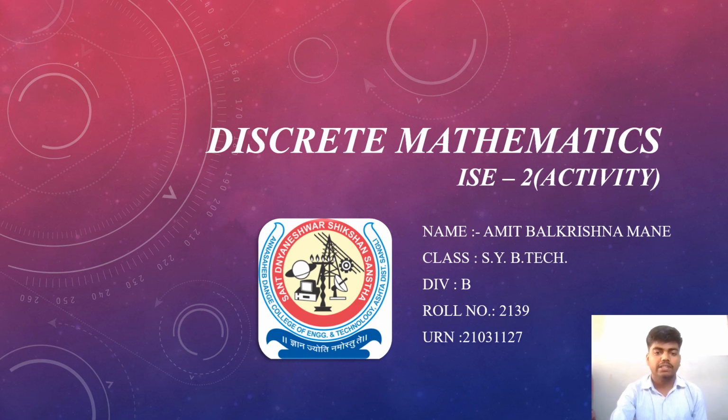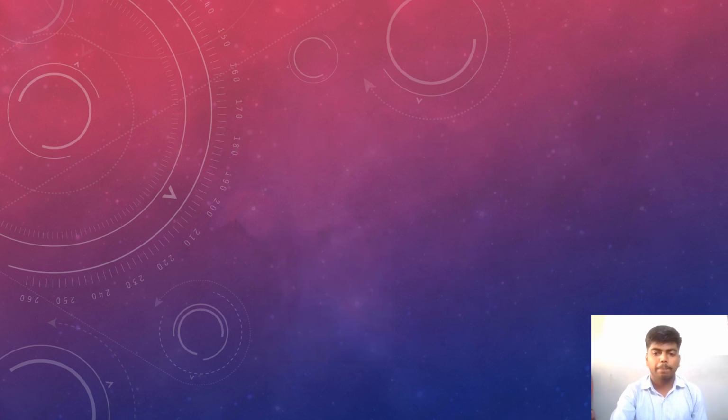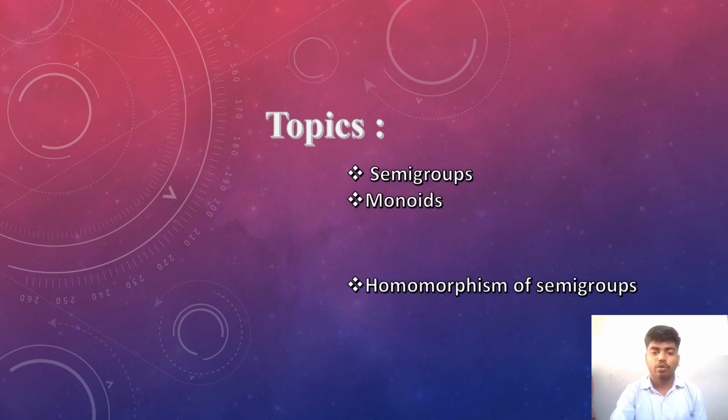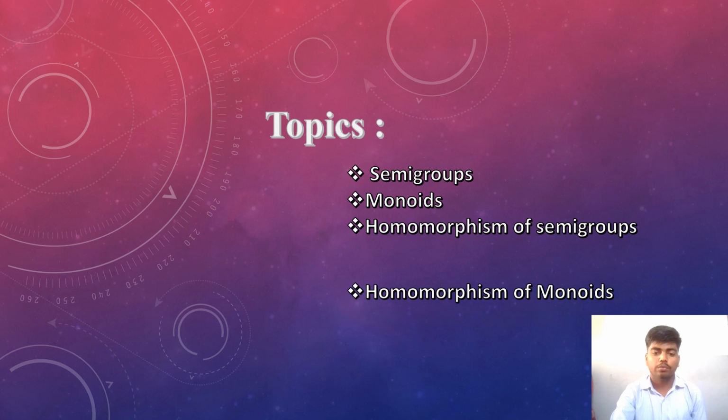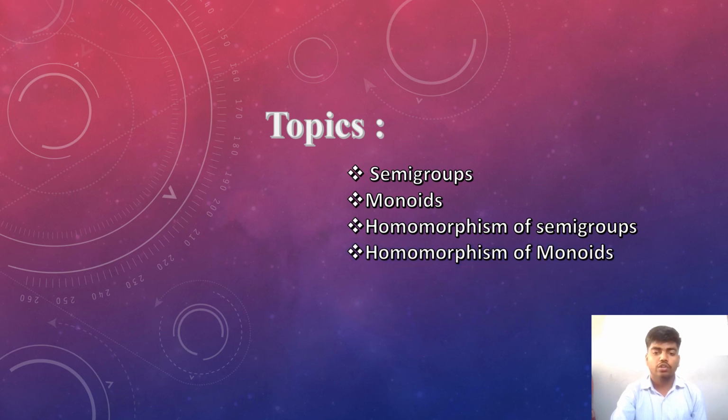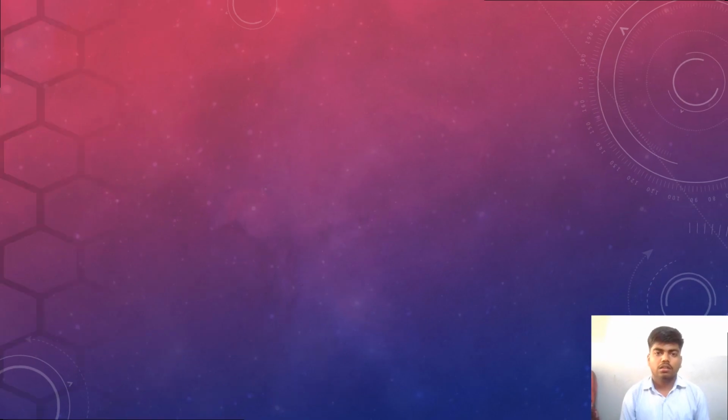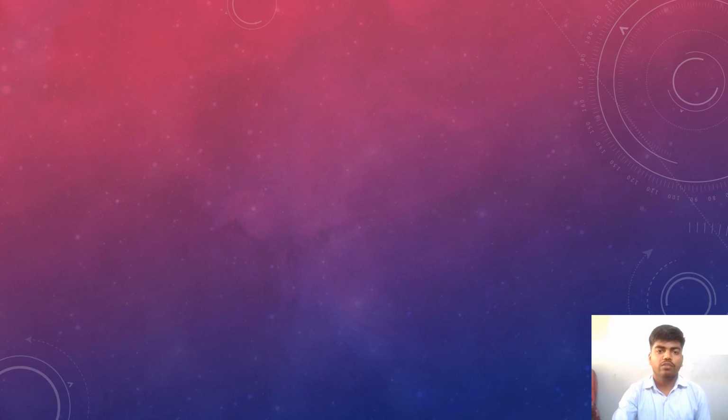So, the topics are: the first topic is semigroups, then monoids, homomorphism of semigroups, homomorphism of monoids. So, first of all, we will see the semigroups. So, let's see what is the semigroups.